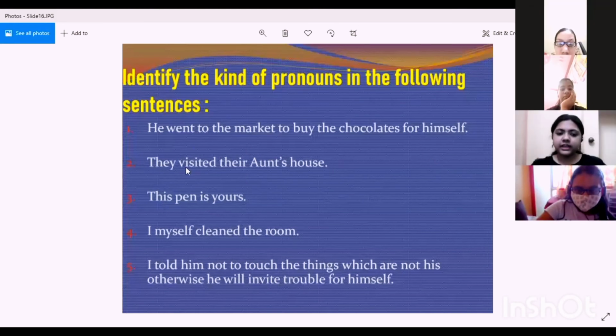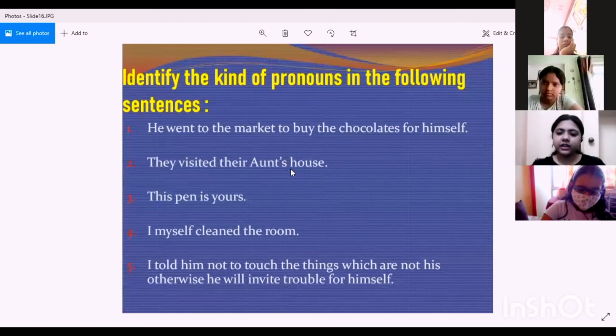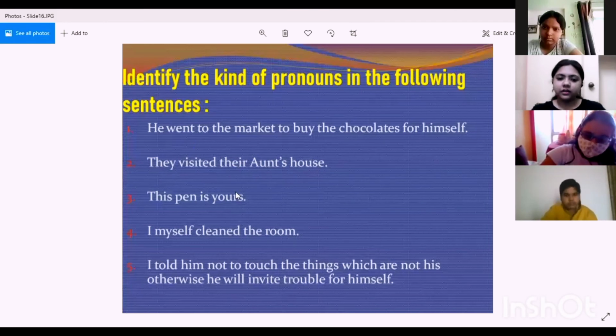In this sentence only they is the pronoun which is present in the sentence. They is a personal pronoun in third person. There is a possessive adjective, all right, because it is followed by the noun. This word there is qualifying the noun aunt's house. So only one pronoun is here, that is they.